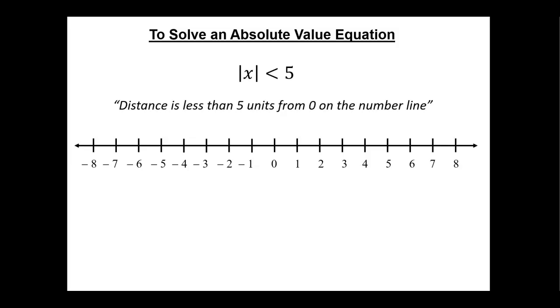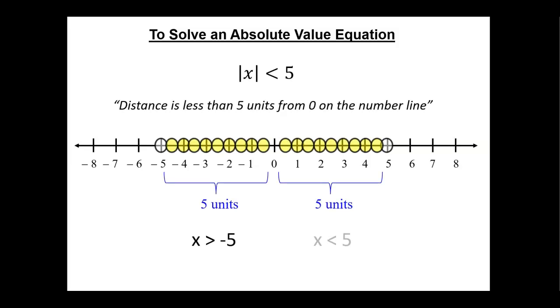But this means the distance is less than 5 units from 0 on the number line. So think about it. x is going to be less than 5, and then if you flip that over, it's also going to be greater than negative 5. Basically, it's going to look like this. Between 5 and negative 5. Including the 0, though. Okay?